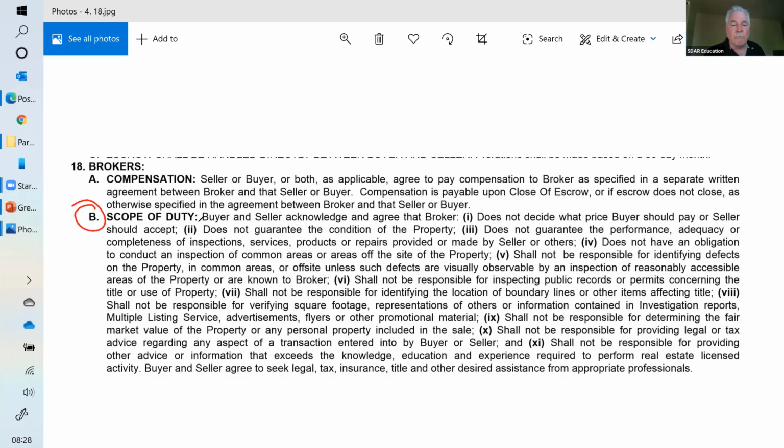Buyer and seller. The parties acknowledge and agree that the broker, whoever it is, the seller's broker or the buyer's broker, one, does not decide what price the buyer should pay or the seller should accept. We have this conversation all the time, and we did the CMA class yesterday. I thought that was a great class. We said in that class that when the seller wants to price their property, the seller can go ahead and pick the price. They need to pick a price that's marketable, but it's not the seller that determines the price of the ultimate transaction. It's going to be the buyer, after negotiating with the seller.